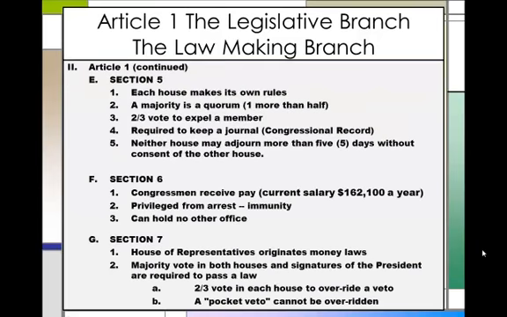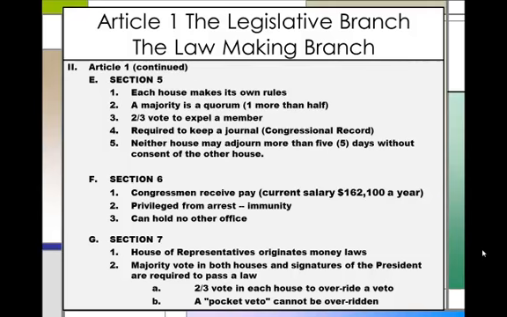According to the Constitution, each branch makes its own rules, takes a 2/3 vote to expel or kick out a member from Congress, and they're not allowed to adjourn for more than 5 days without the consent of the other house. That way you don't have the House in session and the Senate's not, or the Senate in session and the House is not. Remember that the primary job of the legislative branch is to make laws.